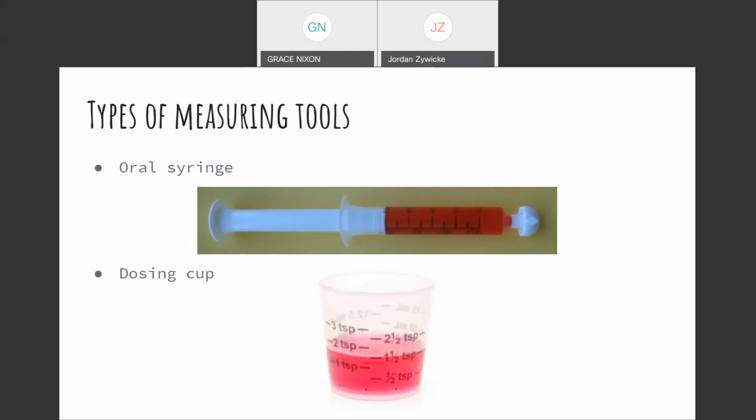On this slide, we have some pictures of an oral syringe and a dosing cup. The oral syringe is on the top of the slide, and the dosing cup is on the bottom. When measuring a liquid medicine, using an oral syringe would be best if you have it because it is most accurate. Oftentimes, your pharmacist would be able to give you one of these for free, so just ask. These do come in different sizes, so make sure you know which size you have before measuring your oral liquid.